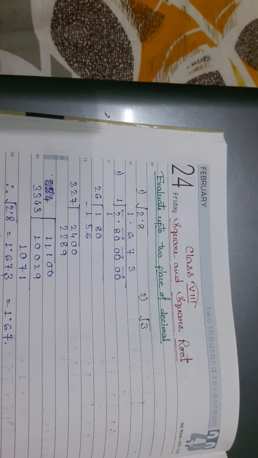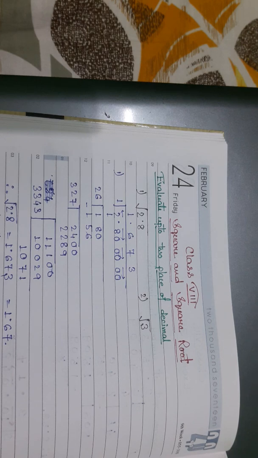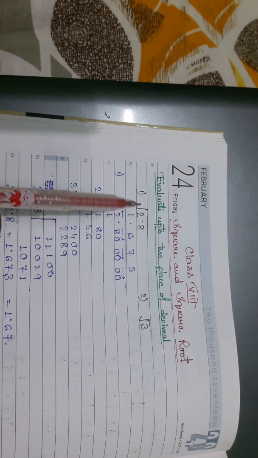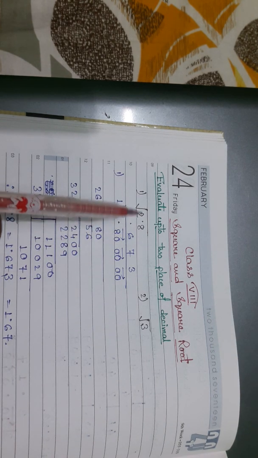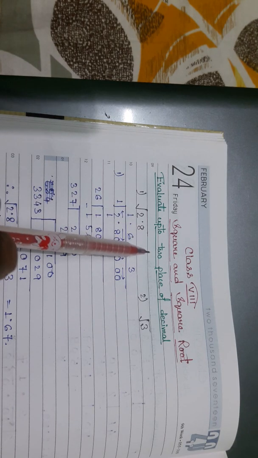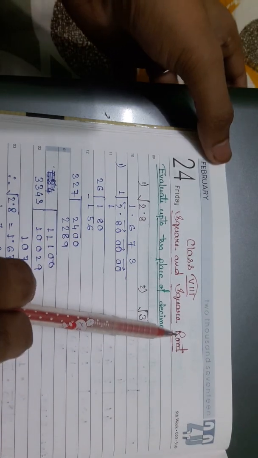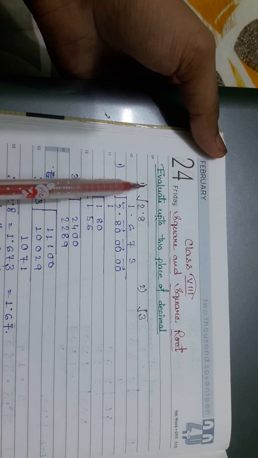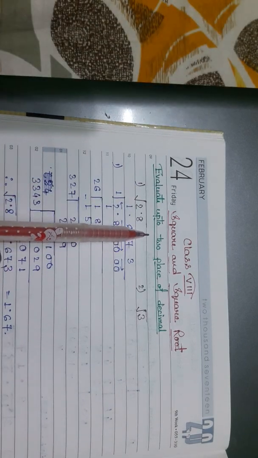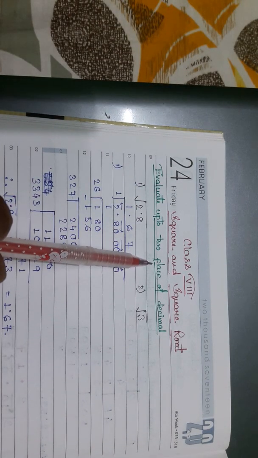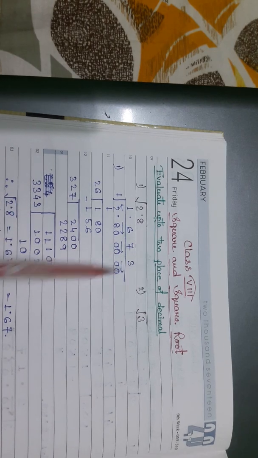Students, today we are in the square and square root, the last class of this chapter. Today we are going to explain the square root of any decimal number like 2.8 up to a specific place of decimal. It means it is given in the question that you have to find the square root up to 2 decimal places, or 3, or 4.